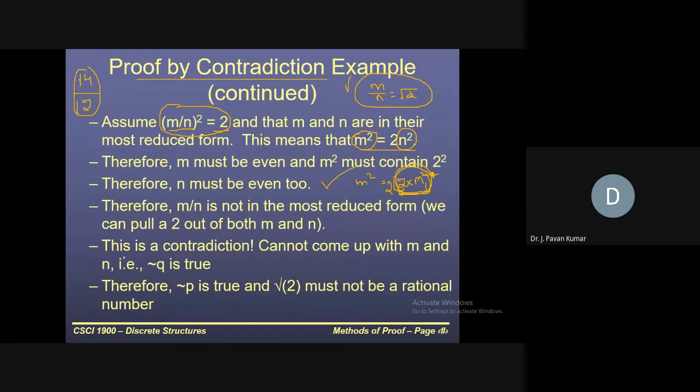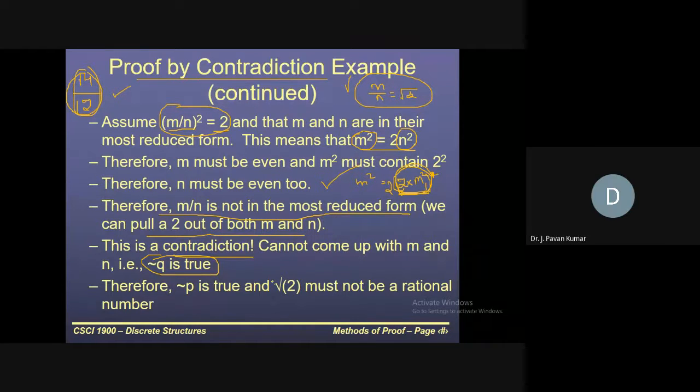So here you say, therefore m by n is not the most reduced form. We can pull a 2 out of both m and n, right? Like 2 into 7, 2 into 6 we can write. So 2 we can pull from m and n. So this is not the reduced form, definitely. So this is a contradiction. So whatever assumption we have made, that is false.